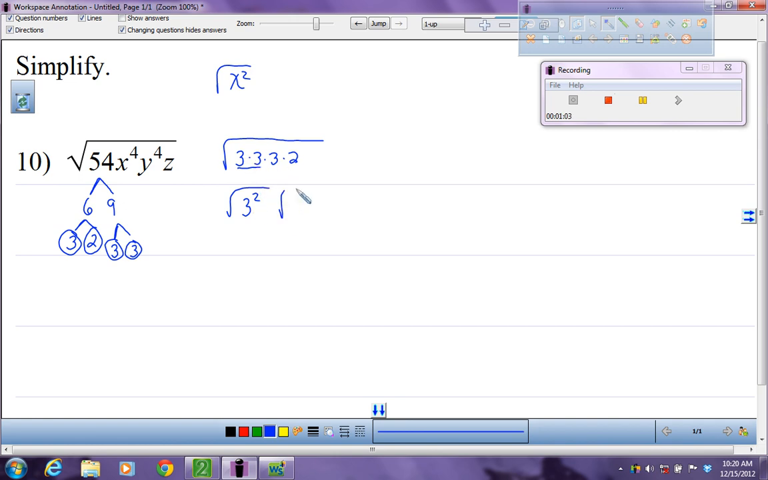This 3 right here is by itself. This 2 right here is by itself, not a pair. But this one can cancel each other. So this whole thing is gone, leaving you only that number 3 outside. Okay?